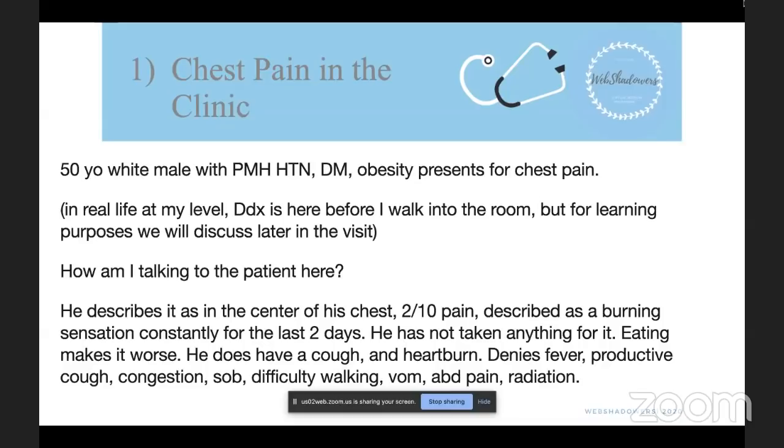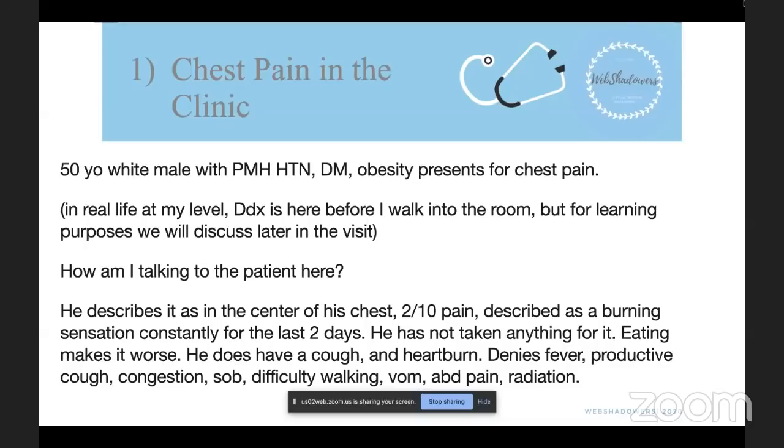So, a 50-year-old white male with past medical history of hypertension, diabetes, and obesity presents for chest pain. So I see that as a chief complaint when I look at my computer screen before I walk through. And again, at my level, I have a list of countless 20, 30 differential diagnoses just based off of that before I even walk into the room. But for learning purposes, we'll discuss that a little later in the visit.